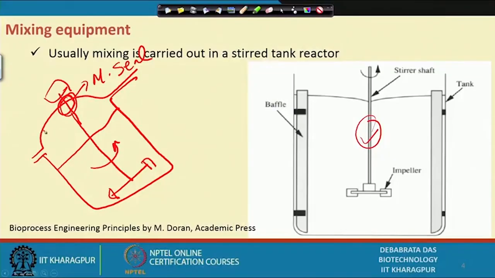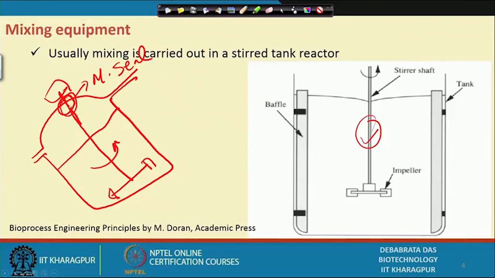any entrance of air, because since it is a moving shaft, there is every possibility air can enter into the vessel. And air comprises a lot of different microorganisms, and if it enters, then the whole fermentation process will be spoiled. So a special type of regulation is done. Another important thing is that this should be perfectly straight.